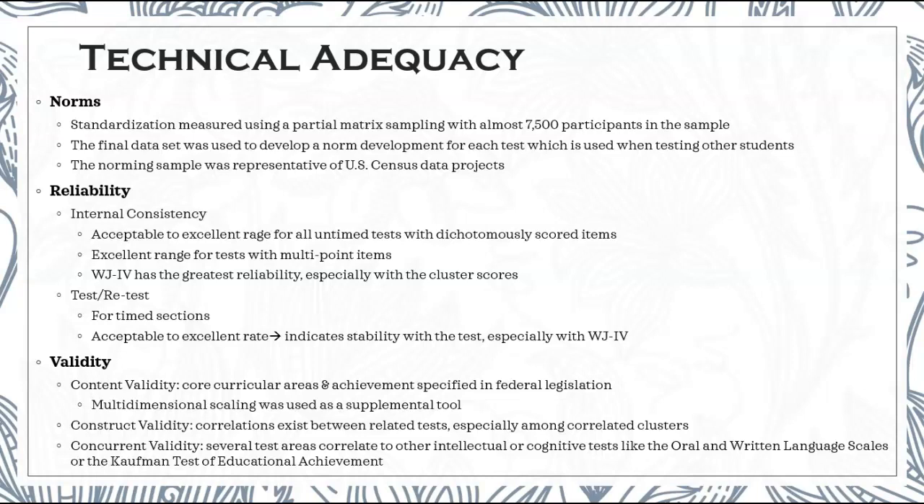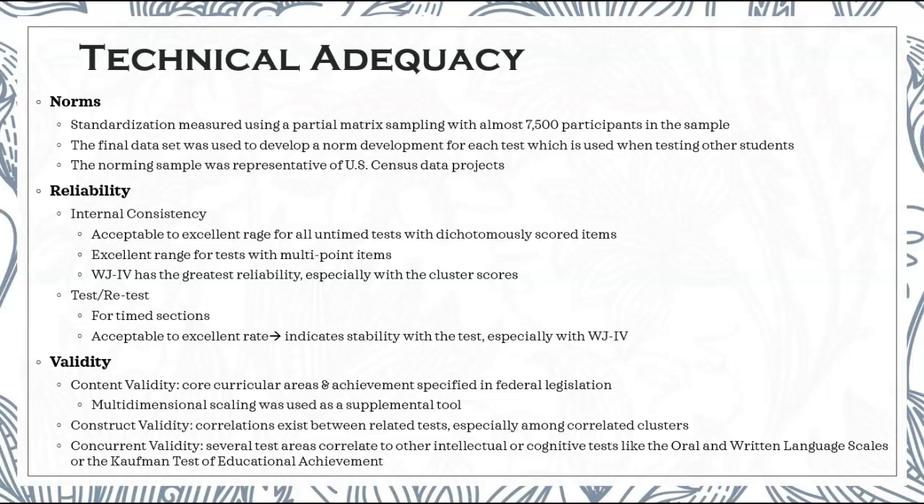The final data set was used to develop this norm development for each test, and that's used when testing other students, so it's our comparison factor. The norming sample was representative according to U.S. Census data projects. So when we're looking at census data, and then we look at the sample of those tested, they are representative of the national population. And that means that when we go and test a student and we compare their score to the norm sample, we're comparing them to a statistically representative subset of the population.